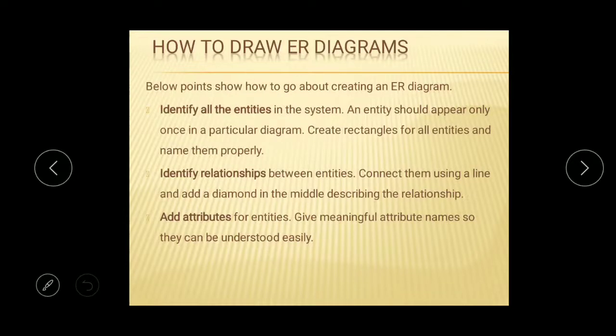So first identify all entities, then mark them and represent them with a rectangle, then identify relationships between the entities and represent them with the diamond, and finally add the attributes for the entities. Give meaningful attribute names so that they can be understood easily. Sounds simple, right? In a complex system, it can be a nightmare to identify relationships. This is something you will perfect only with practice.